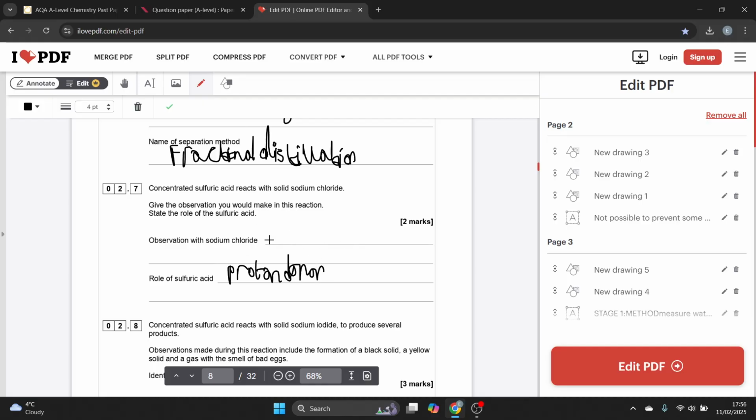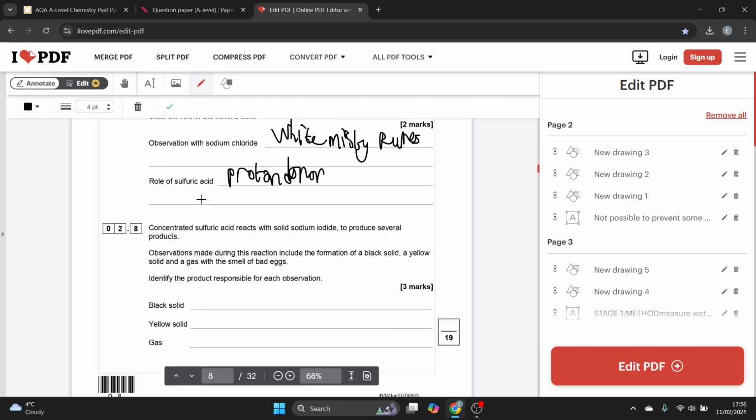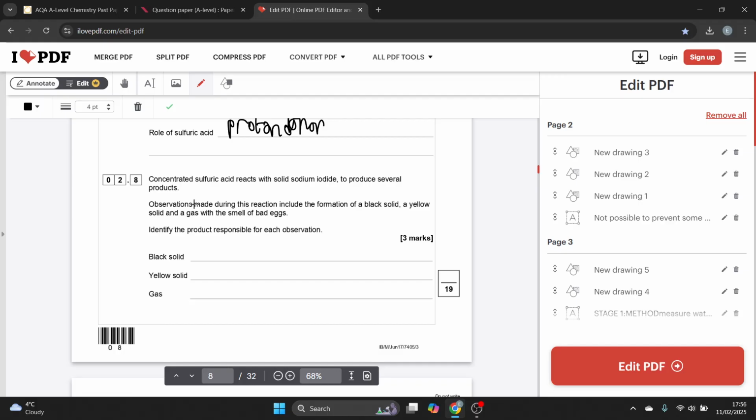The observation: white fumes. White misty fumes, whatever you want to say. And it just shows you how you also need to know the observations, because I thought it was going to ask you to give the equation, but it doesn't. And then it says concentrated sulfuric acid reacts with solid sodium iodide to produce several products. Observations made during this reaction included the formation of a black solid, a yellow solid, and a gas with the smell of bad eggs.